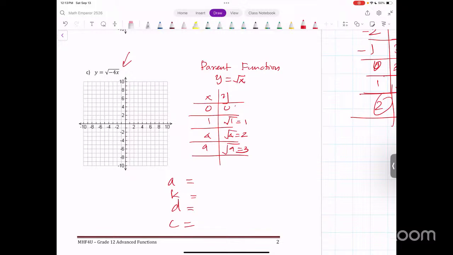Anaha, what is the value of A? The value of A is 1. A is 1. What is the value of K?